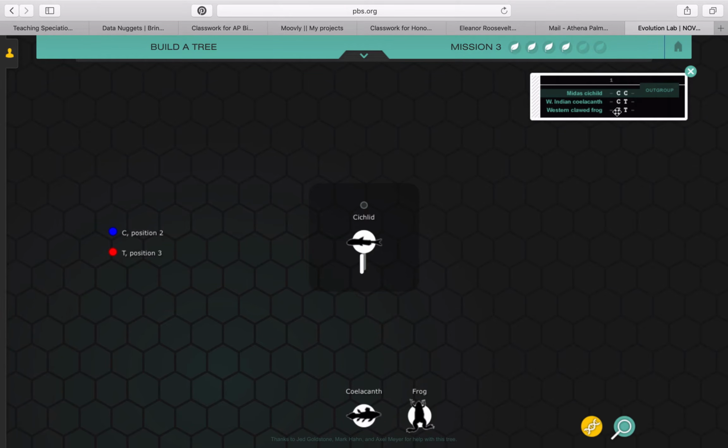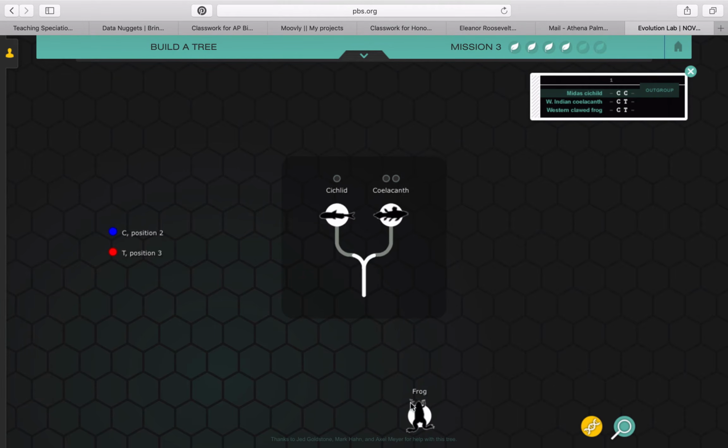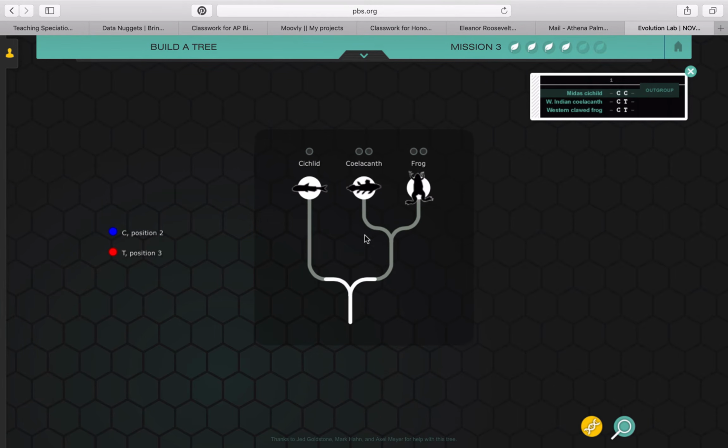Now what we're looking at here is a DNA sequence, and in the second position, they all have C. In the third position, the Midas cichlid had C, but the others have T. When we're talking about these letters, we're talking about adenine, thymine, guanine, and cytosine. So that's what we're looking at here. The cichlid's considered the most distant, so it's the outgroup. And these two appear to be more closely related just by looking at this DNA sequence. So we add them on.